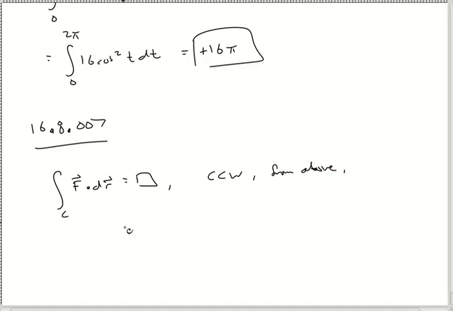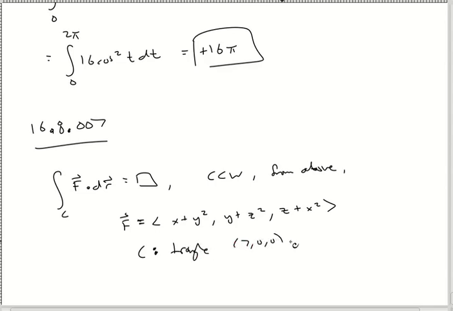Let me try to write up what we have. So I've got my f vector. My f vector is x plus y squared, y plus z squared, z plus x squared. And my C curve is this triangle 7, 0, 0, 0, 7, 0, and then 0, 0, 7.